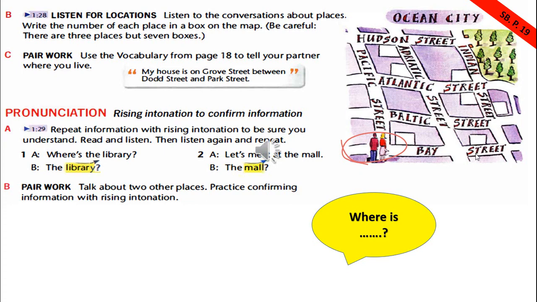Now, can we check our answers together? Maybe for some of you it is difficult, but you need to repeat the listening again and again. It may be more clear for you. Now, where is the first place? If you remember, I'm going to identify its place on the map. Yeah, this is the first place. It's going to be number 1.